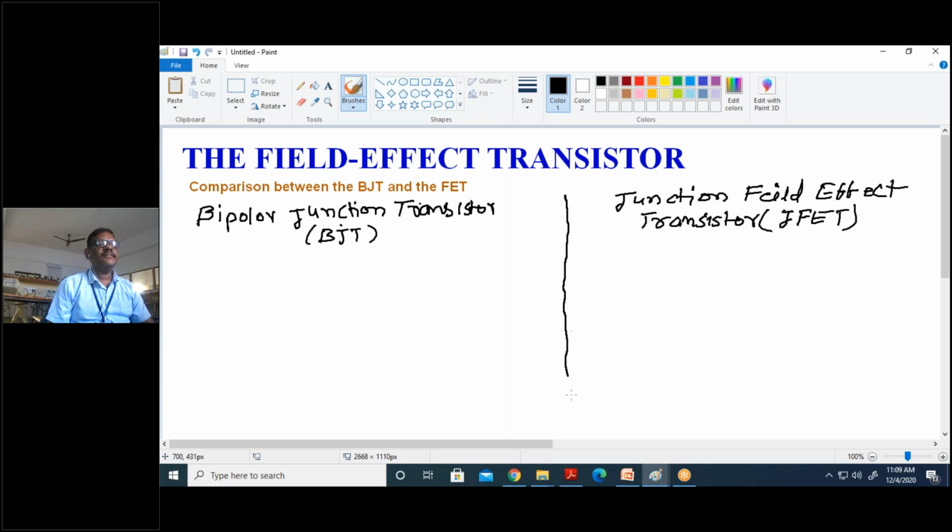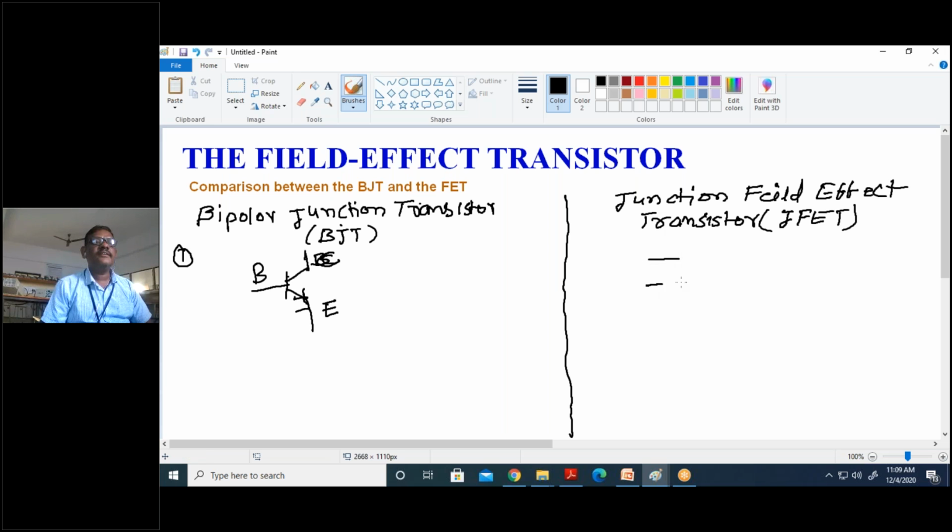So here is the comparison. First, equivalent symbols. In the BJT, the emitter is indicated by an arrow mark. This is the emitter, collector, base.